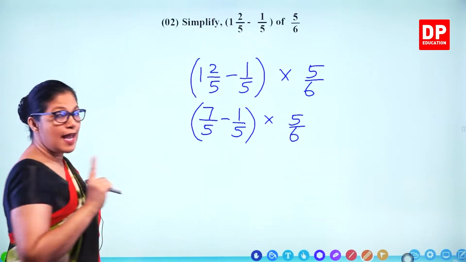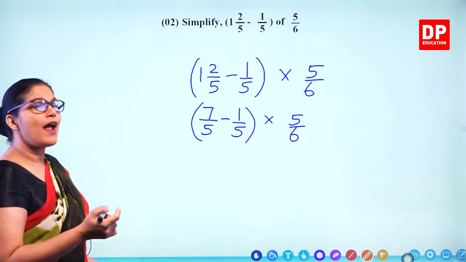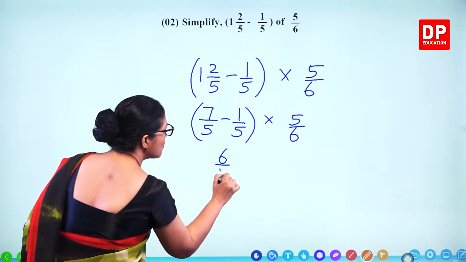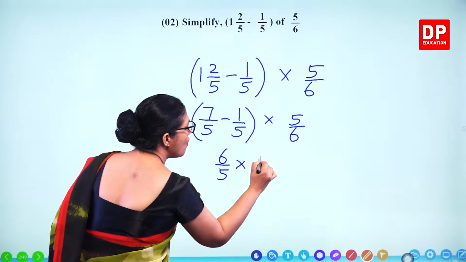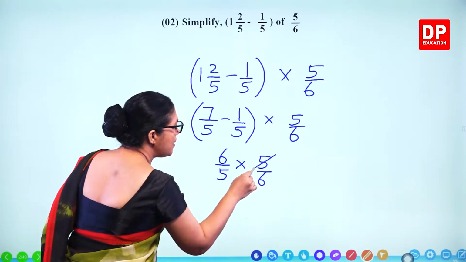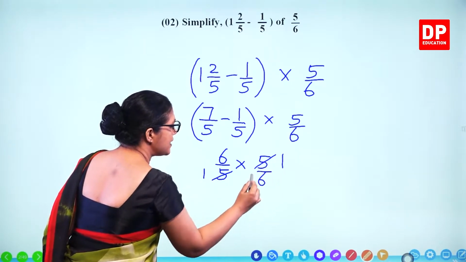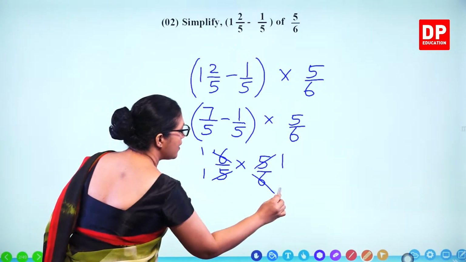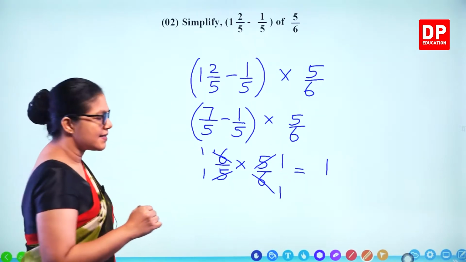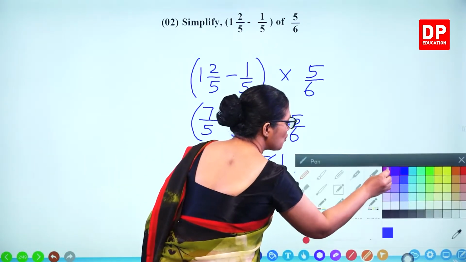Then, same denominator. You can subtract the numerator. 7 minus 1, 6. 6 over 5 into 5 over 6. Now, we can see common term in the numerator and the denominator. You get 1 here. So, 1 times 1, 1. 1 is the answer. 2 marks for that.